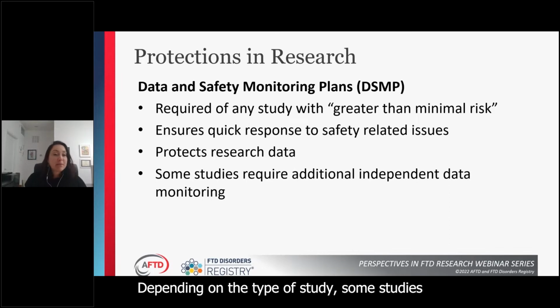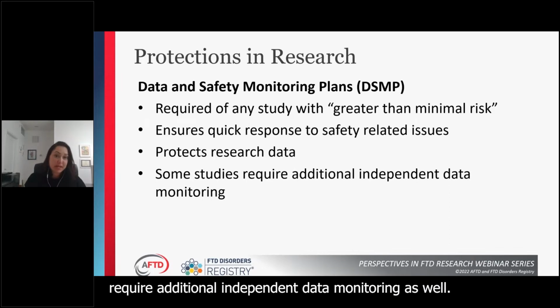Depending on the type of study, some studies require additional independent data monitoring as well.